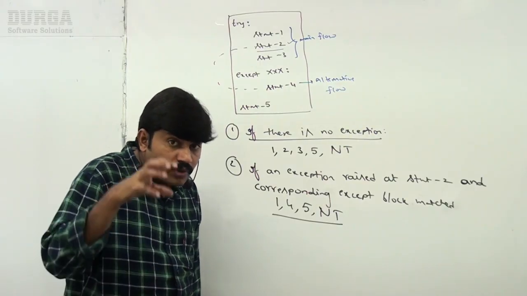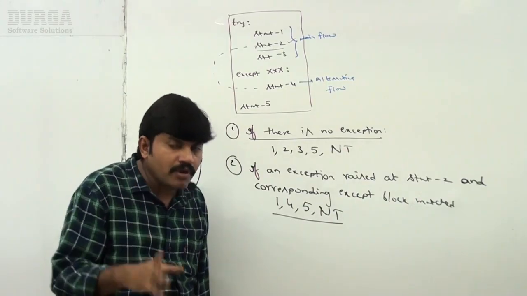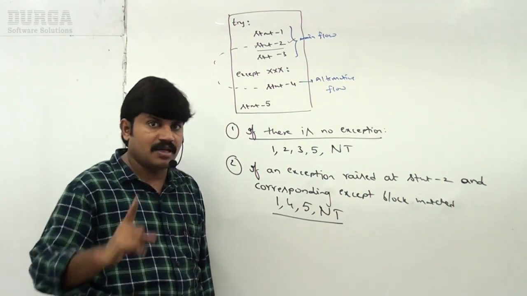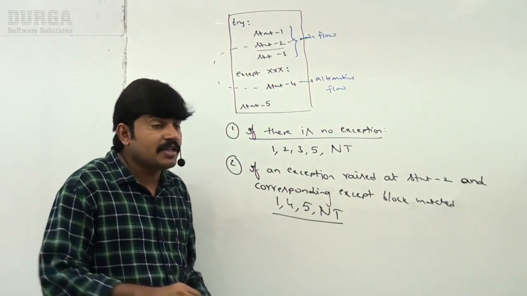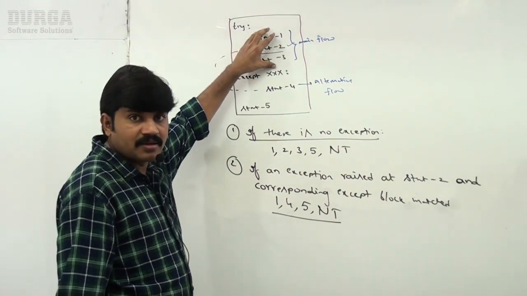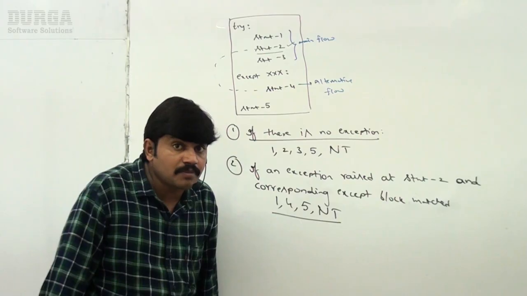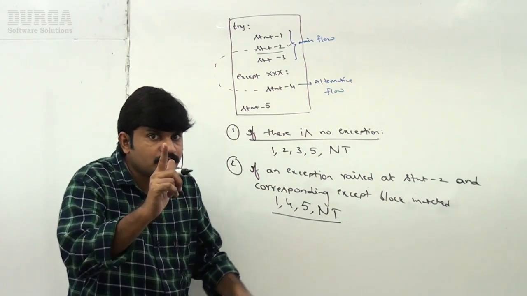That's why inside the try block you have to take only risky code, but not normal code, because there is no guarantee for execution of every statement in the try block. That's why only risky code we have to take inside the try block. The length of the try block should be as less as possible.